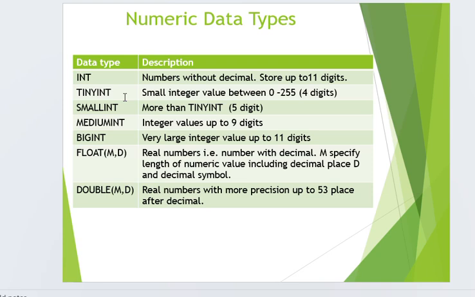TINYINT can have values between 0 to 255. It means it can store only 4 digits. If you want to store a number up to 4 digits, you can use it. SMALLINT stores up to 5 digits. If you want to store an integer with up to 9 digits, you can go with MEDIUMINT. BIGINT and INT are used to store up to 11 digits. I think this is clear. So tiny is till 4 digits, small is till 5, medium is till 9, and big int or int are till 11 digits.